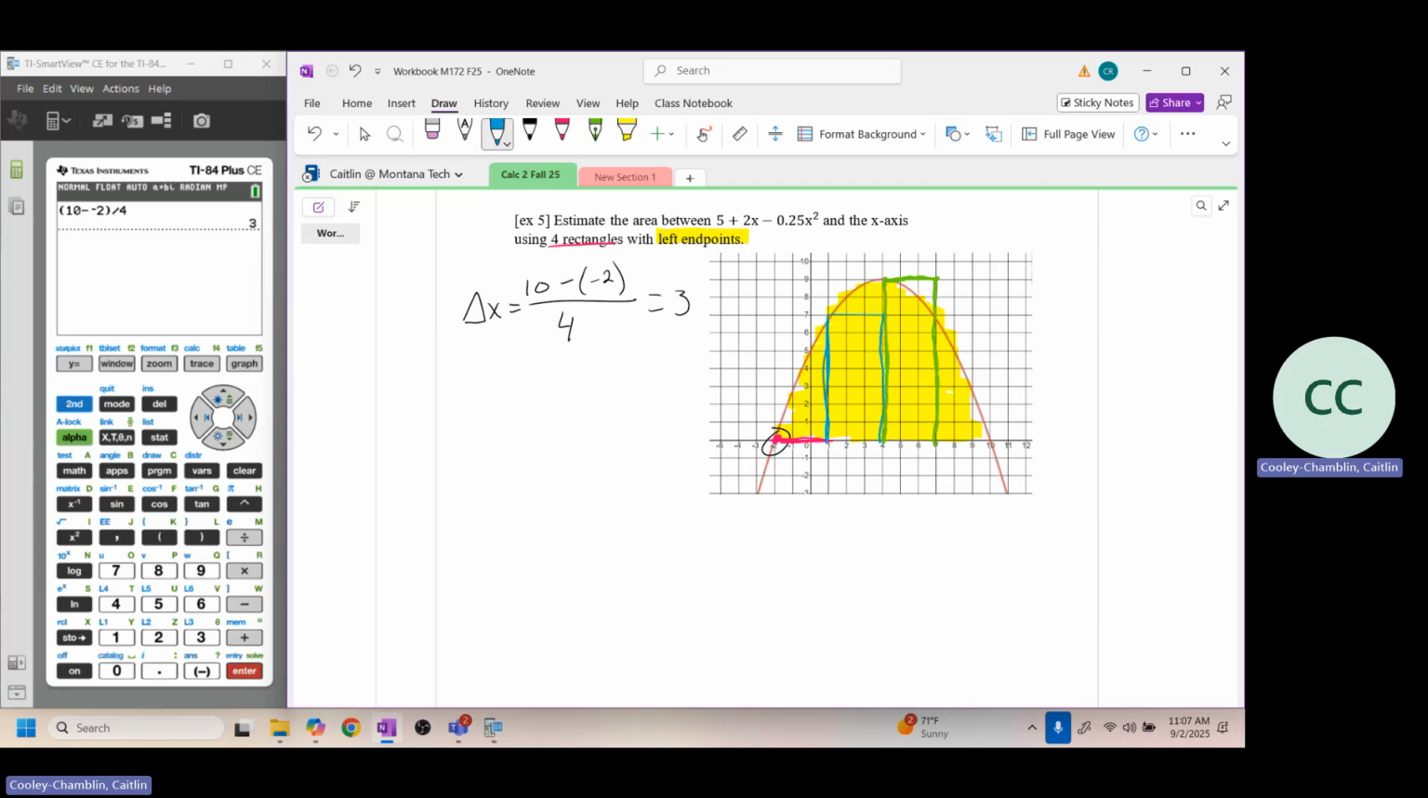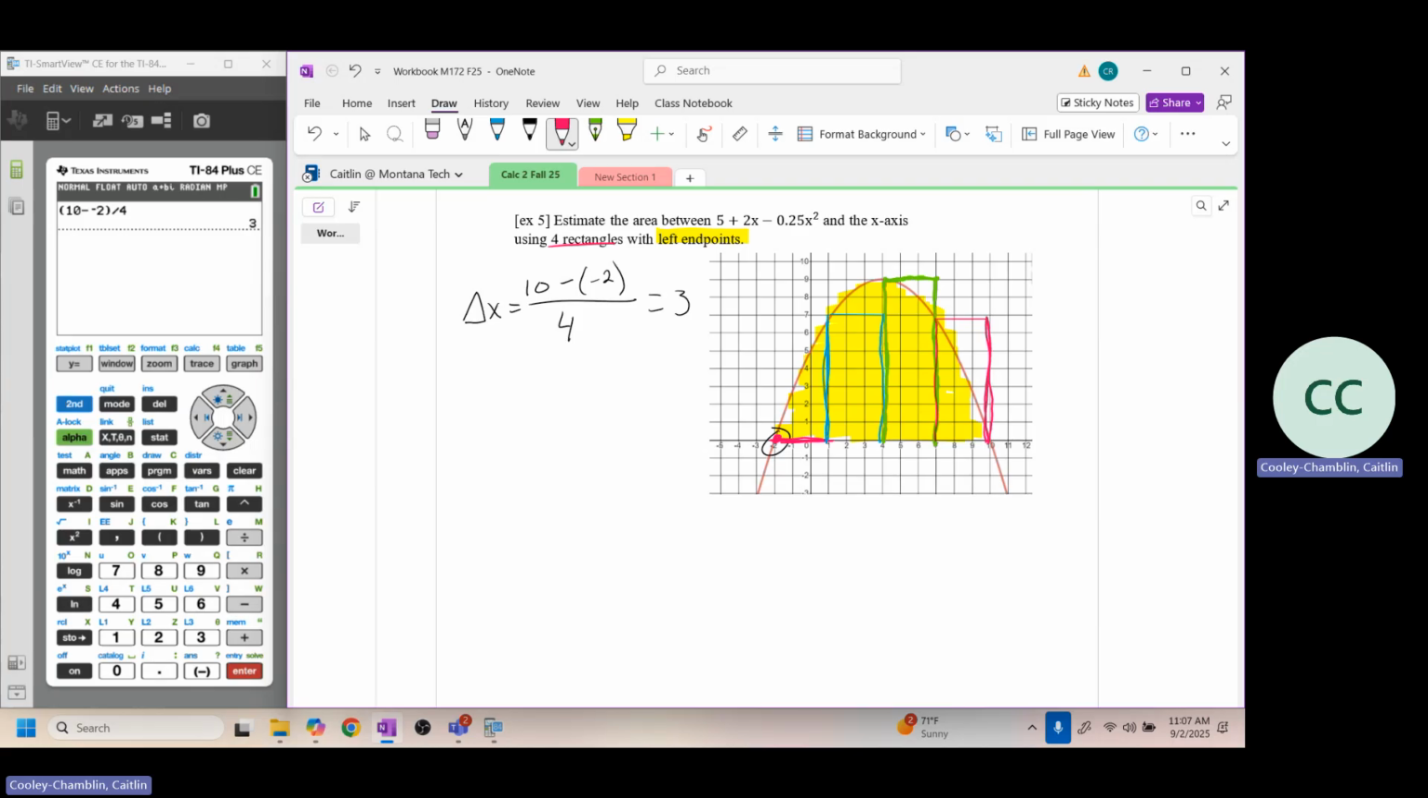And then my last rectangle, I'm going to start up at 7, and I'm going to go to the height of the curve. And I'm going to go over 3. 1, 2, 3. And then I am going to go down to my x-axis. So we have these 4 rectangles.